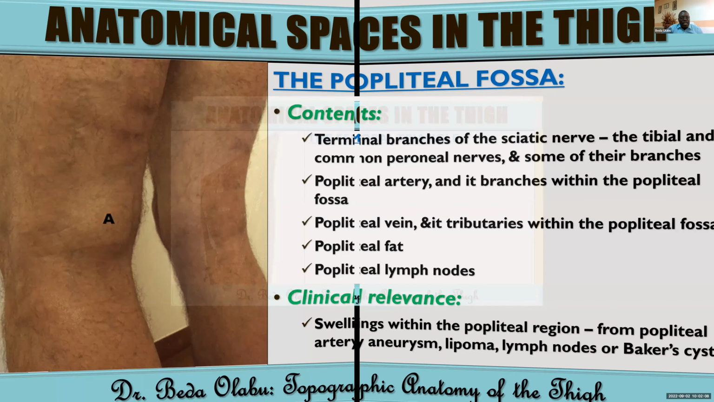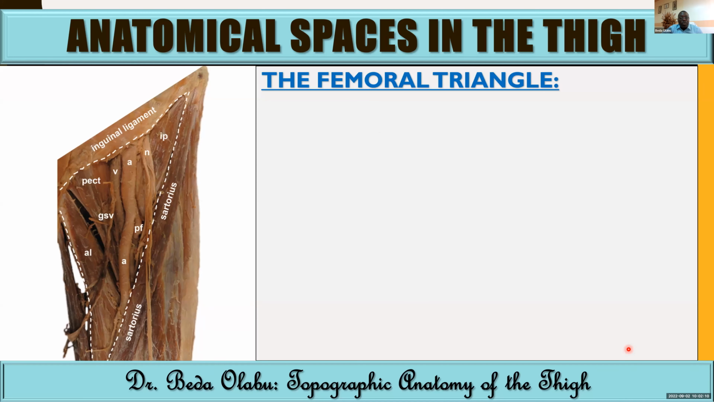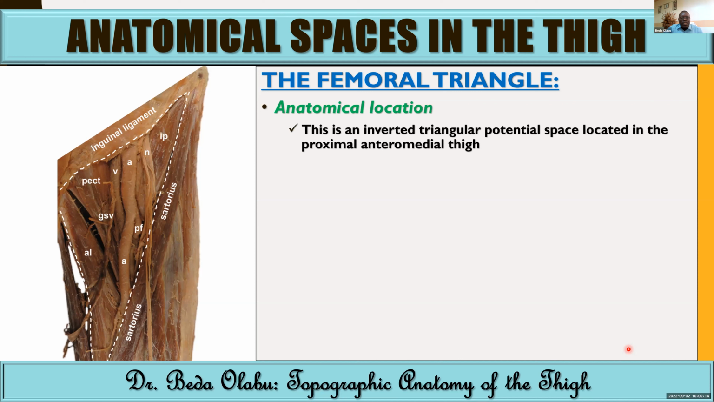The next anatomical space I want to talk about is the femoral triangle. The femoral triangle is located in the proximal anteromedial thigh. So it's an inverted triangle, inverted to mean that the base is superior and the apex is inferior. It's in the upper part of the thigh, anteriorly and medially. That's the location of the femoral triangle.